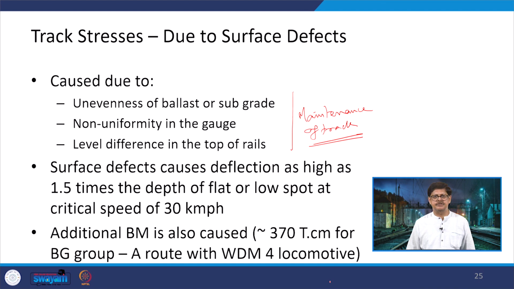A surface defect causes deflection as high as 1.5 times the depth of the flat or the low spot at a critical speed of 30 kilometers per hour. Okay, so whatever deflection we did talk about, it gets enhanced because of the bad maintenance. Additional bending moment is also caused, which is something like 370 tons per centimeter for broad gauge with a route which is being operated by WDM locomotive. So, these are further other types of stresses which need to be taken into consideration when we are designing the overall track taking various components.